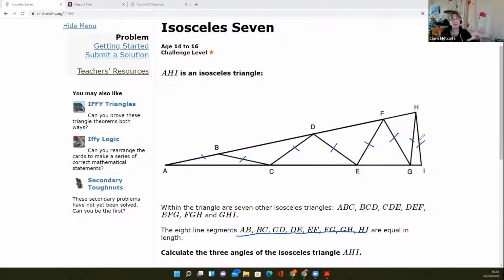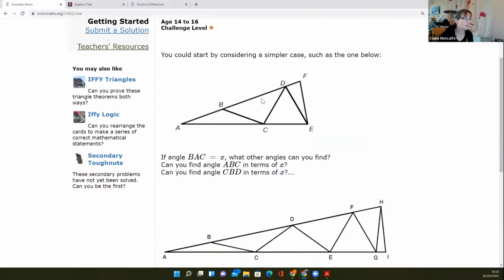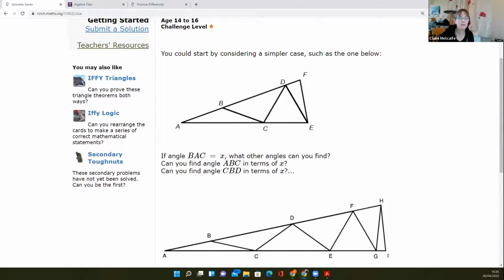Now, this question looks a little bit scary as it is, because there's lots of angles in there. So we have actually put in getting started a slightly easier question, which just has fewer triangles. So this is our simpler case. So if I just stick those lines back on. And there's also a suggestion here that we can call angle BAC x. So if we call BAC x, in the chat, are there any other angles that you can tell us something about?